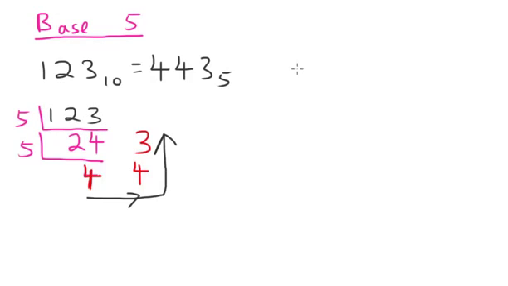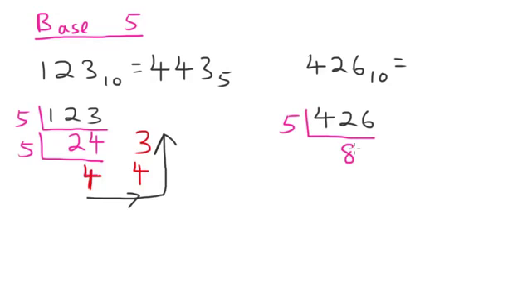So let's do one more. How about 426 base 10? I always make a mistake here. We are converting the number from base 10 to base 5. So 426 base 10, and we want to convert to base 5. We will divide 426 by 5, and then we will get 85, and that's a remainder 1.